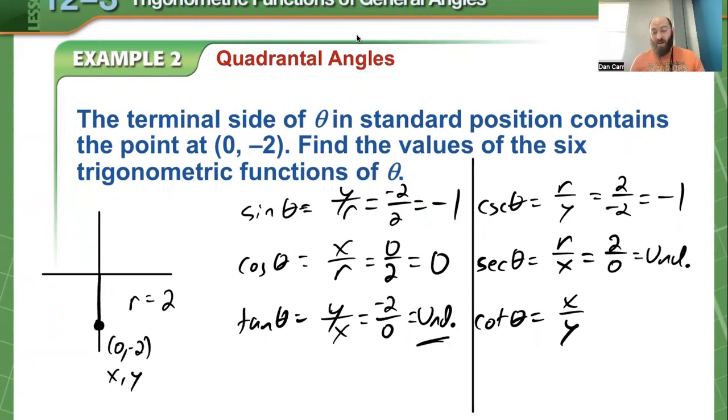Okay, that is undefined because we cannot divide by 0. X divided by y. X is 0, y is negative 2. That comes out as 0. So cotangent is defined as 0 in this case. Okay, so be aware that if we ever divide by zero, that's going to create an undefined scenario. It's not possible. All right.